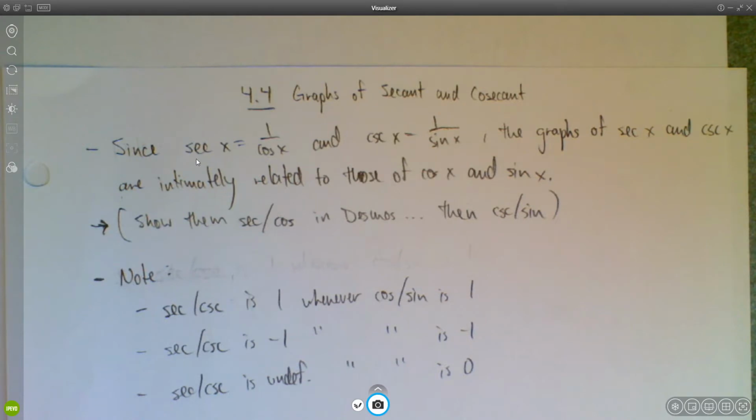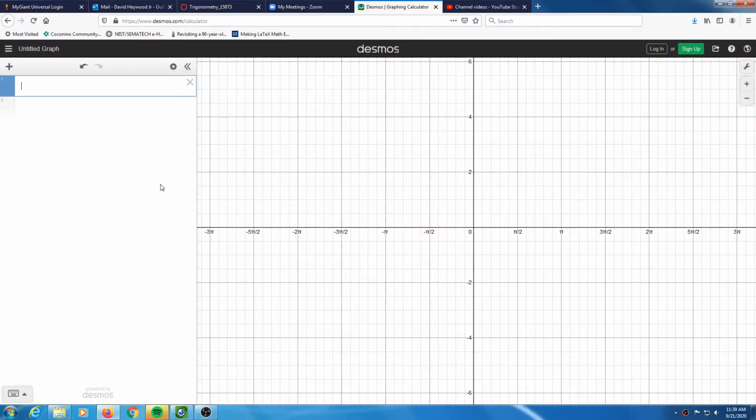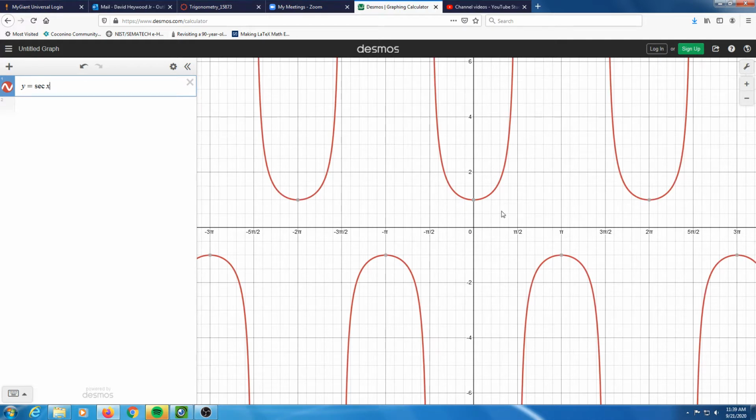And so consequently the graphs of secant and cosecant are very, very intimately related to the graphs of cosine and sine respectively. So I want to show you these graphs in Desmos so that you get the idea. So let's look at y equals, we'll start with the secant function, secant x.